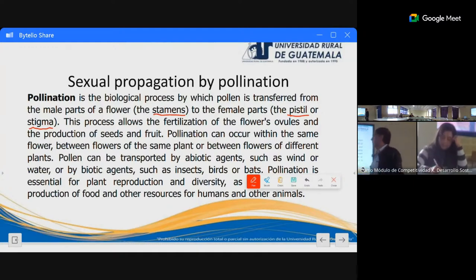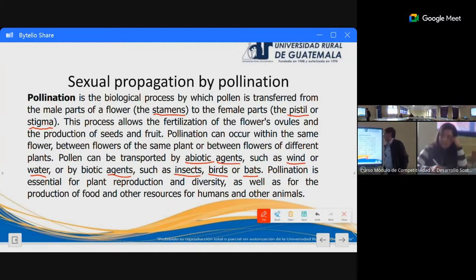Pollen can be transported by abiotic agents such as wind or water, or biotic agents such as insects, birds, or bats. Pollination is essential for plant reproduction and diversity, as well as for the production of food and other resources for humans and other animals. Let's continue.